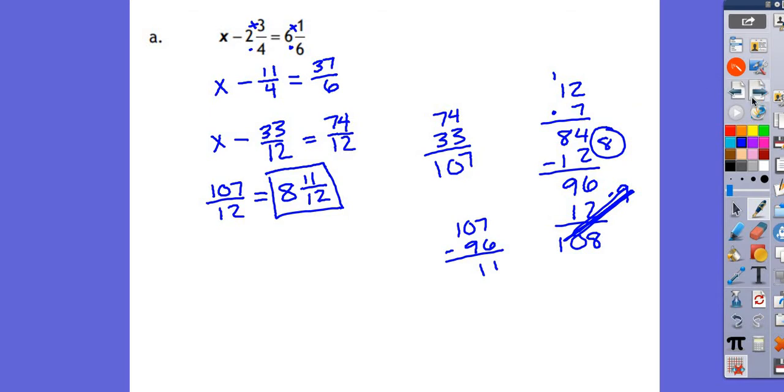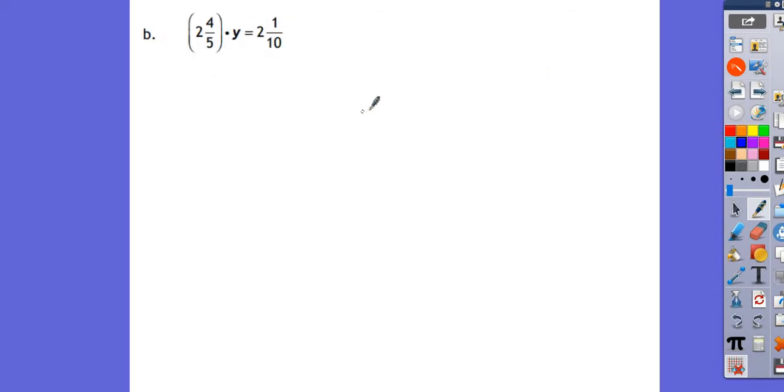All right, let's take a look at B. Again, I see mixed fractions. It looks crazy to me. I like to look at them as improper. So I'm going to change them all first to improper. 5 times 2 is 10, plus 4 is 14, over 5, times y equals 2 times 10 is 20, plus 1 gives me 21 over 10.